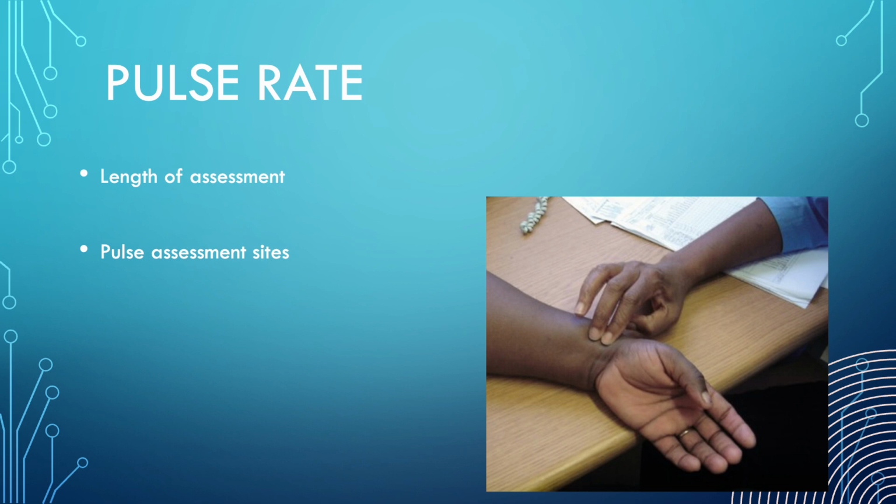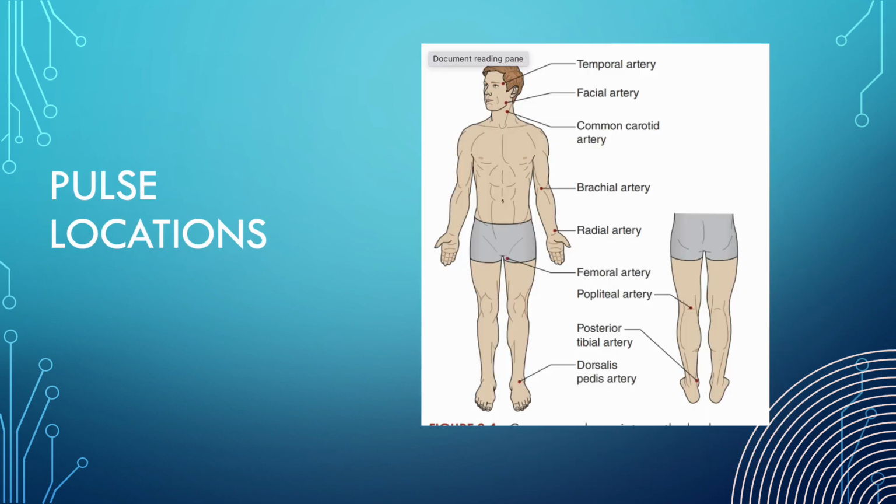We have 8 common pulse sites that we're going to be looking at. Those are the carotid, brachial, ulnar, radial, femoral, popliteal, posterior tibial, and dorsal pedal. And we're going to break those down on the coming slides. This graphic represents most of the common pulse locations. The one that is missing that we will be taking is the ulnar artery.